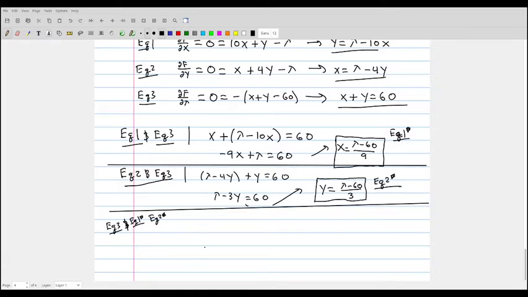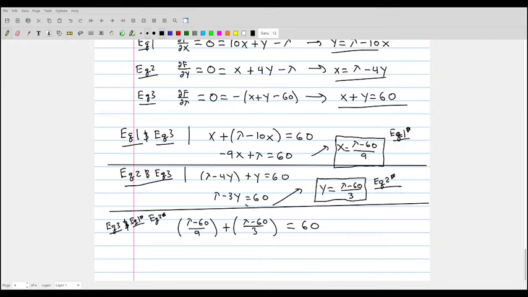So from equation 3, we have x plus y equals 60. So x is lambda minus 60 over 9 plus lambda minus 60 over 3 is equal to 60. So this gives us an equation that we can actually isolate for lambda, and we can directly solve for lambda here.